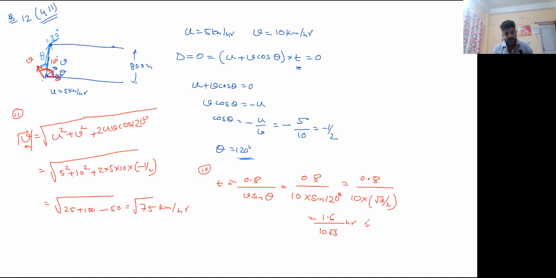Can you just repeat that? What is the first question? I missed it. The first question is, at what angle the swimmer moves so that he reaches exactly the opposite shore. So with the river, 120 degree. Means if the river is flowing in this direction, he moves in this direction, with the river 120 degree. Then the resultant is exactly opposite shore. Okay.